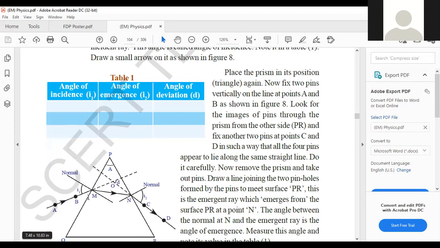Okay, so this is the line of incident light, which originates from the point M. On this point M, a straight line was drawn. On that straight line, 2 points were noted. One is point A, second is point B. After noting this, what are we going to do? We look for the image point through the prism.